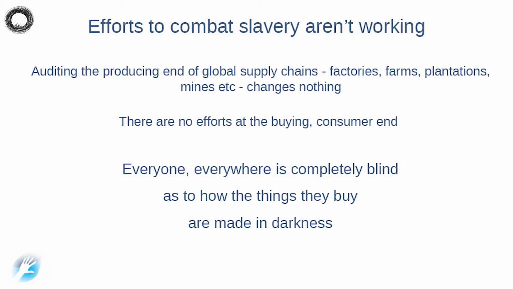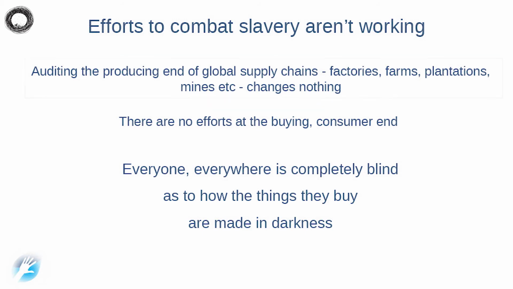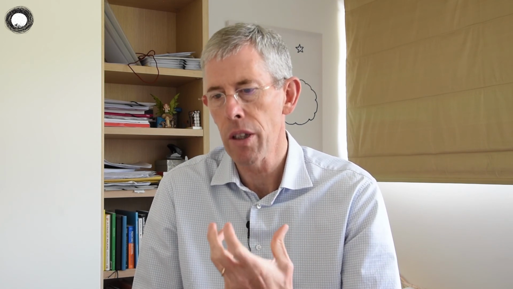So we say here, efforts to combat slavery aren't working. Right, so the most important, auditing the producing end of global supply chains, so factories, farms, plantations, mines, etc., changes nothing. Now, it's a big statement. There's nothing there to back that up, but we're not trying to have a thesis here to try and explain all of this. I think a lot of people understand that there's a lot of audits going on and we still have slavery. So, this is not an unreasonable conclusion. We're not really coming out saying anything that people couldn't bring themselves to agree with. So I think that's important.